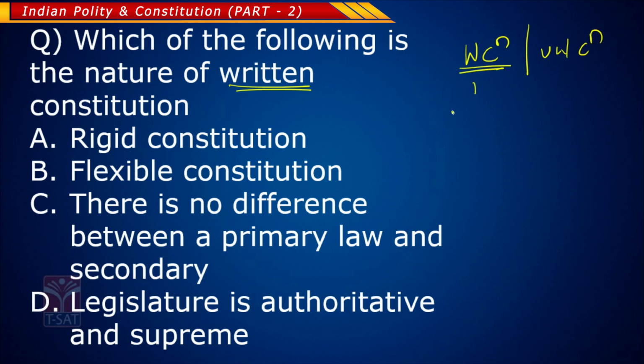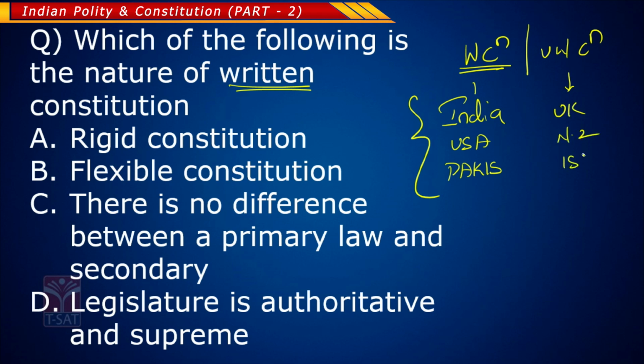The examples of written constitution are India, USA, Pakistan, right? What are the examples of unwritten constitution? We have UK, New Zealand, Israel, right? These are the features of the unwritten constitution.